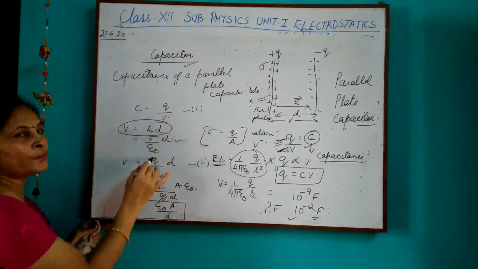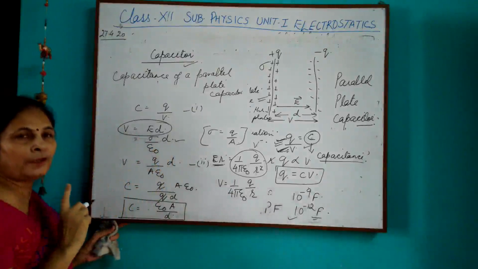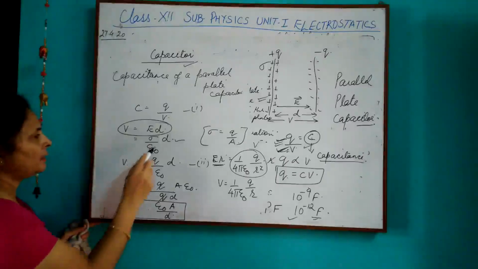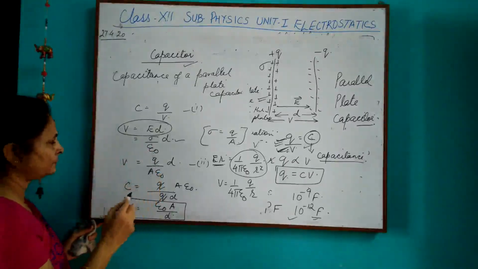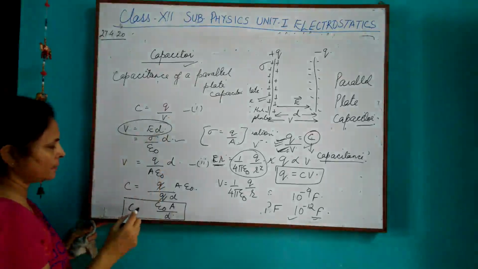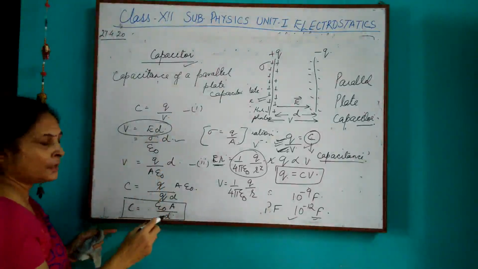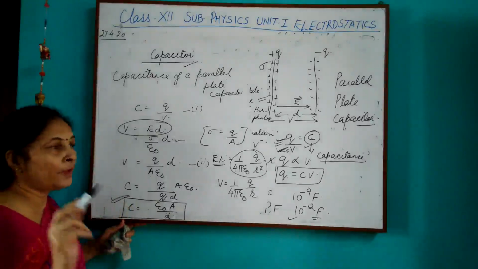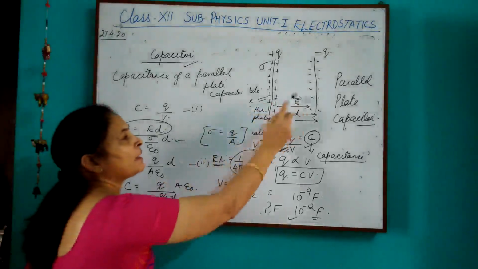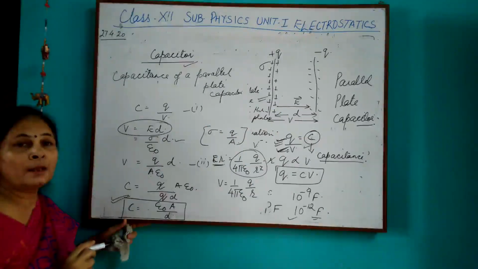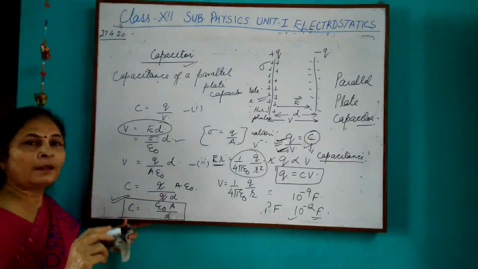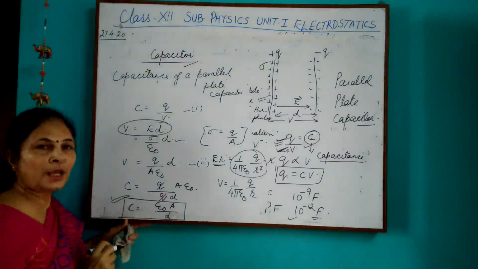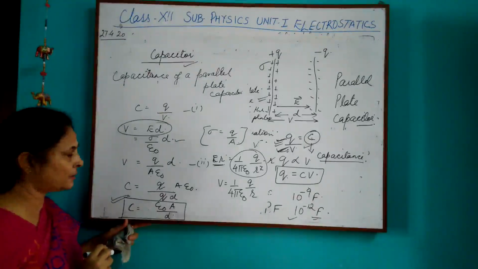E can be written as sigma upon epsilon naught. We have done this in electric field due to a sheet of charge, so that is sigma upon epsilon naught directly being used. In place of sigma, you can write down Q upon A. Substitute it here. I'll get C is equal to epsilon naught A upon D. So this is the capacitance of a parallel plate capacitor with air as the dielectric medium between the plates. If there is a different medium than air, then epsilon naught will be changed to epsilon, and that will give you K epsilon naught A upon D.